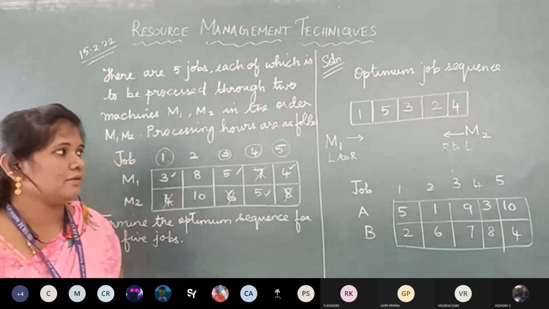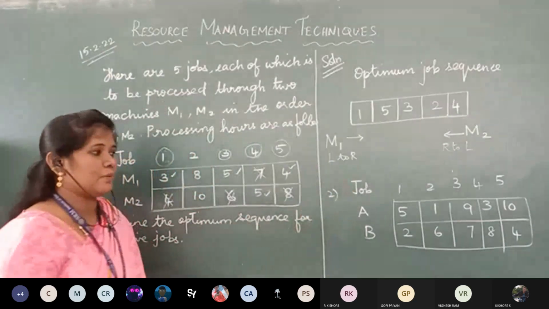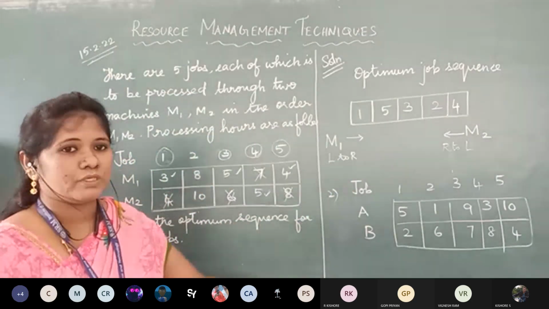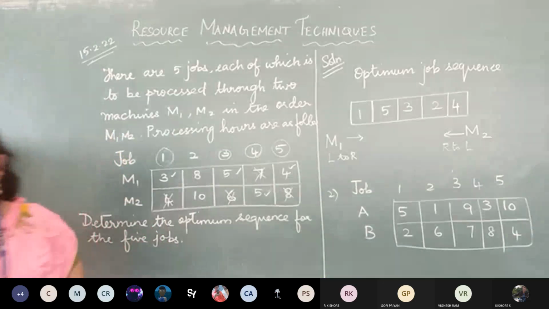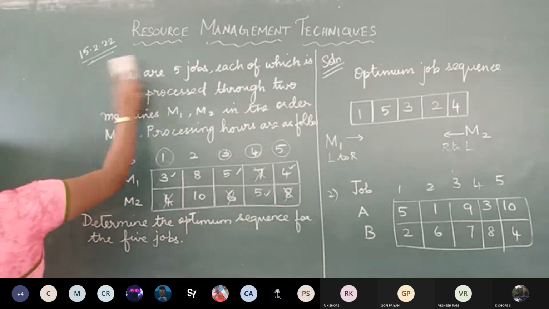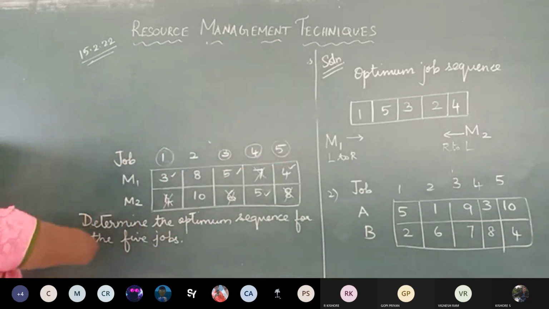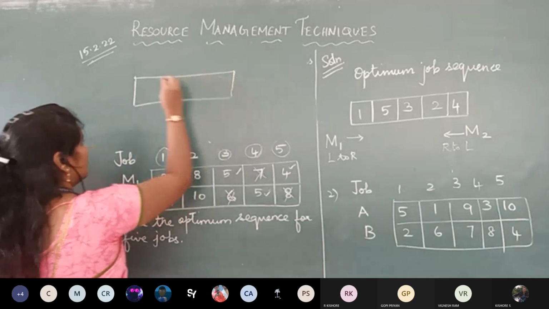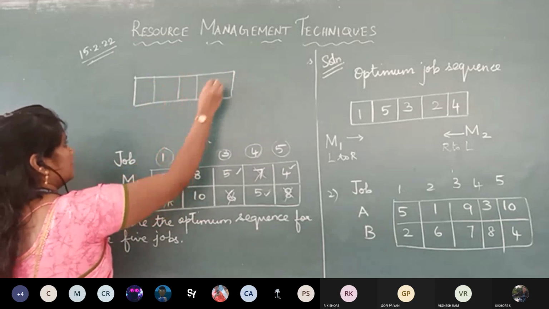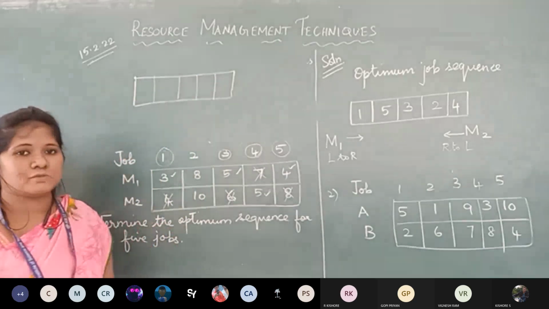You're finished with the first one. Try out the second problem. Try out finding out your sequence. So here again, there is 5 jobs. So you will allocate 5 works for your optimum sequence. First you take your 5 one. Okay. So you have to see your least value.